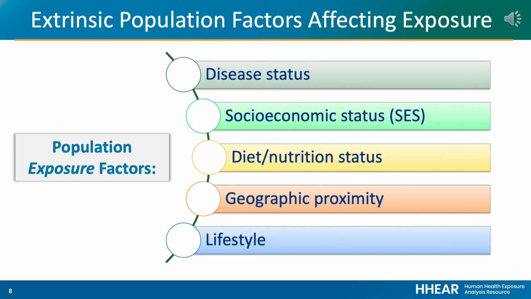In addition to personal susceptibility factors, behaviors and geographical location influence what, when, and how much of the environmental contaminants someone is exposed to. At a population level, factors to consider that could affect exposure include disease status, socioeconomic status, diet and nutrition status, geographic proximity, and lifestyle. When researching environmental exposures and health outcomes, be sure to consider how some population groups may be predisposed to higher exposure rates than the general population due to cultural or economic factors.